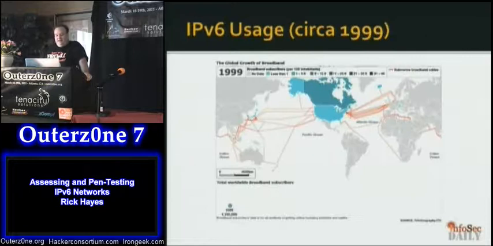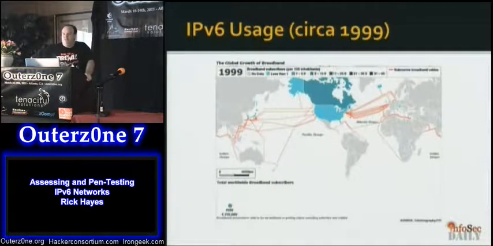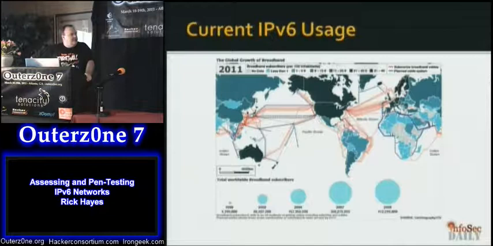But the idea is this is what IPv6 usage from the internet, and this is broadband, looked like circa 1999. And you can see it's not that great. There wasn't a lot. It was mostly geeks and universities that were doing it, and other people doing research, and probably not even security research. We step forward to 2011, and we can see that it has grown by leaps and bounds. That's a good transition that you see there, going from that to this, that's a coverage area.